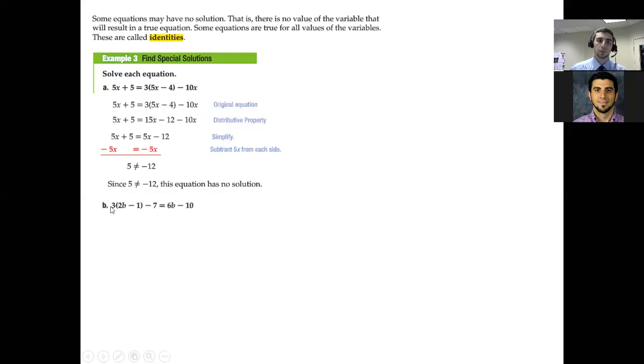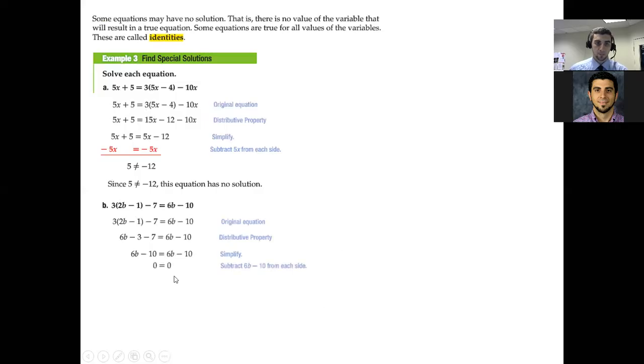So let's try this one. First, we want to distribute the 3. Now notice I'm not going to distribute it to the negative 7 because the 3 is only distributed to what's in the parentheses. So you're going to get 6b minus 3 minus 7. And then you combine these like terms, negative 3 minus 7, which will give you negative 10. Now you subtract 6b from both sides.